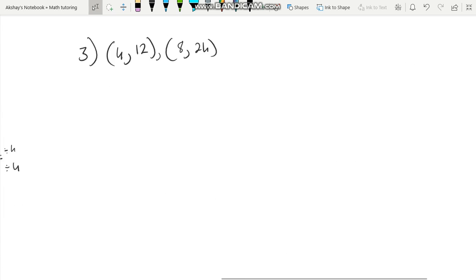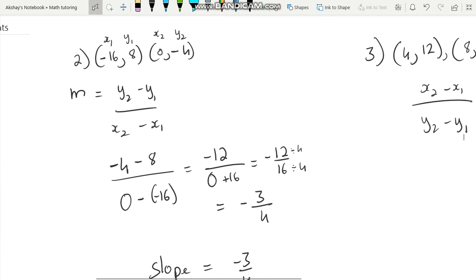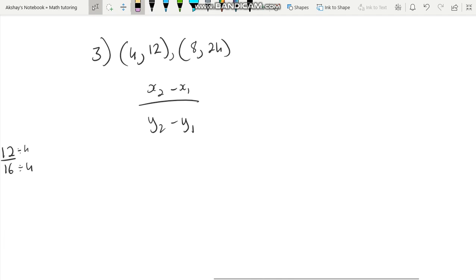Moving to our last question, we're given our 2 points, (4, 12) and (8, 24). Of course, we use our formula, y2 minus y1 over x2 minus x1. Oops, that should be the other way around. Sorry about that. So I have y2 minus y1, I have x2 minus x1. x1 is 4. y1 is 12. x2 is 8. And y2 is 24.